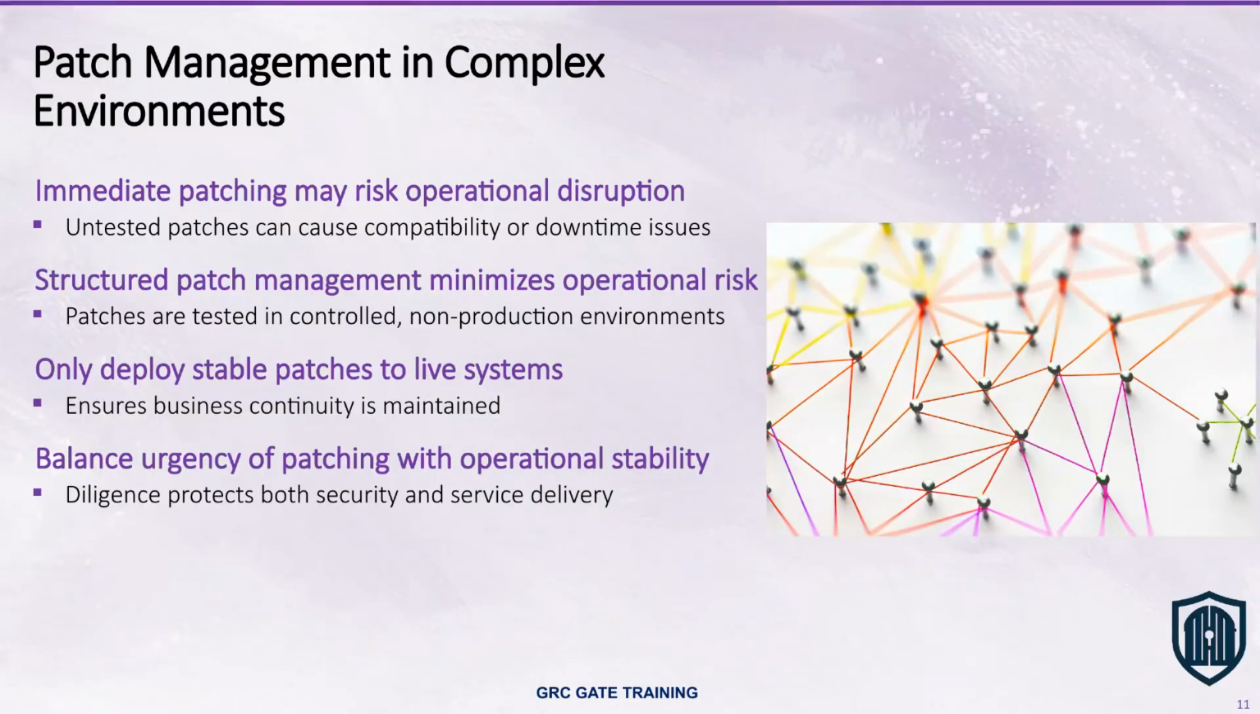Addressing vulnerabilities is not always as straightforward as immediately applying a patch. In complex enterprise environments, deploying untested patches can lead to operational disruptions, compatibility issues, or unexpected downtime. To minimize these risks, organizations implement structured patch management processes. This typically involves testing patches in a controlled or non-production environment to ensure compatibility and stability before deploying them to live systems. Such diligence balances the urgency of closing security gaps with the need to maintain uninterrupted business operations.